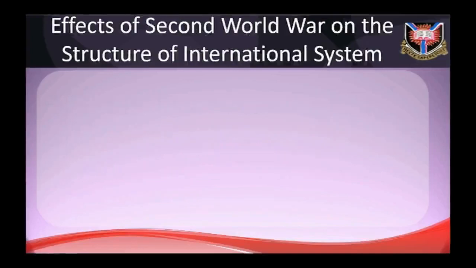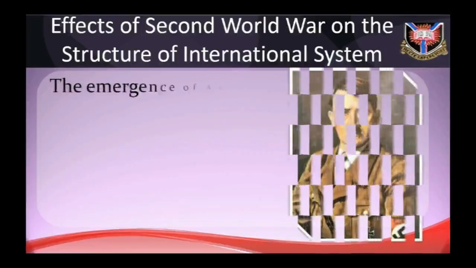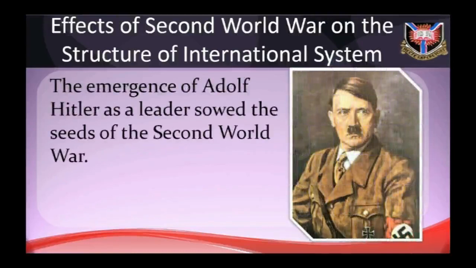Effects of the Second World War on the structure of the international system. From 1918 to 1938, a lot of changes occurred in the international system. The League of Nations came into being in 1919, and in 1922, communism began in the USSR. In the same year, Benito Mussolini, founder of fascism, became Premier of Italy. In 1931, Britain established the Commonwealth, and in 1933, racist Adolf Hitler became the leader of Germany.